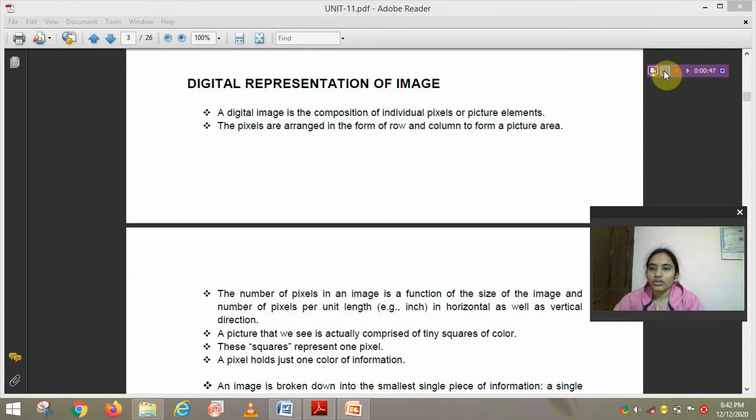Digital representation of image. A digital image is the composition of individual pixels or picture elements. All of you know this. The pixels are arranged in the form of rows and columns to form a picture area. That means every digital image is the composition of individual picture elements, arranged in a row and column format to form a picture area.